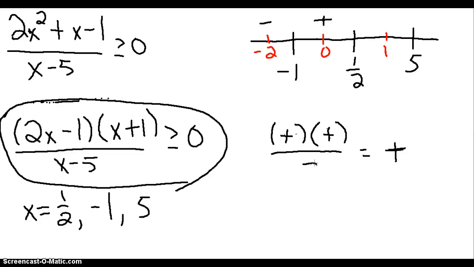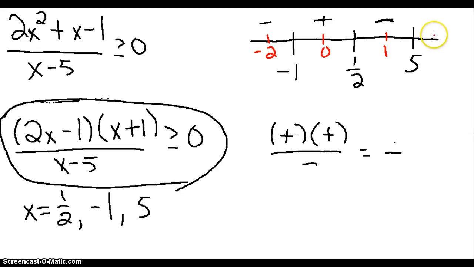And then we look at it, well, we've got two positives on top. When you multiply them, it's still a positive number. And then a positive divided by a negative number, we know from the rules of division, gives us a negative number. So we know that we are negative, we are less than 0, from the interval of 1/2 to 5.